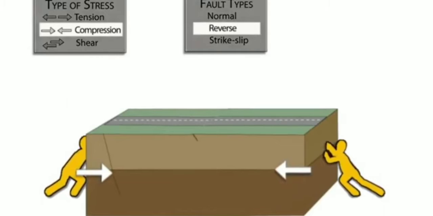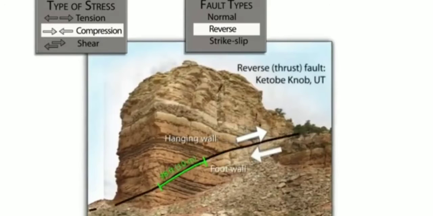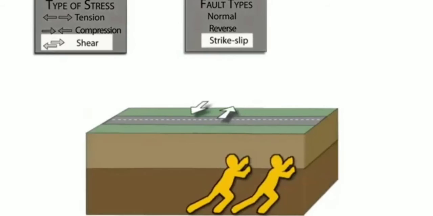If compression stress is applied to the rock, the effect is to shorten it. The fractures that form look a lot like a normal fault, but the motion is in the opposite direction. These are called reverse faults. Shearing produces strike-slip faults. Most strike-slip faults are close to vertical and involve little to no vertical motion.